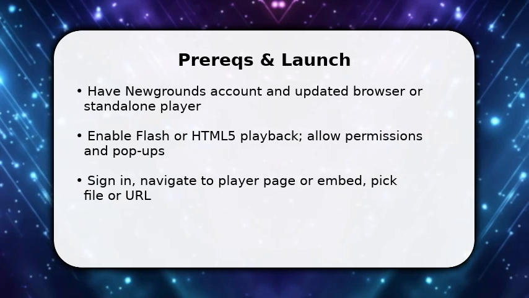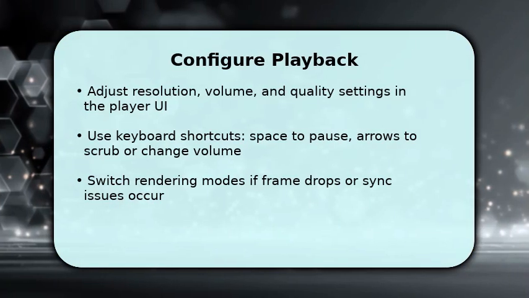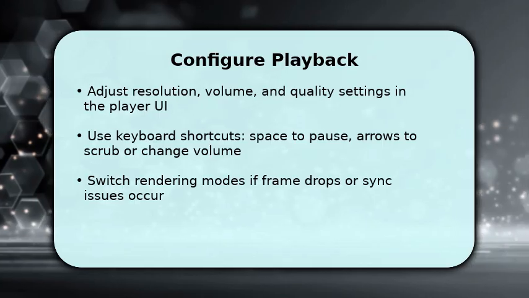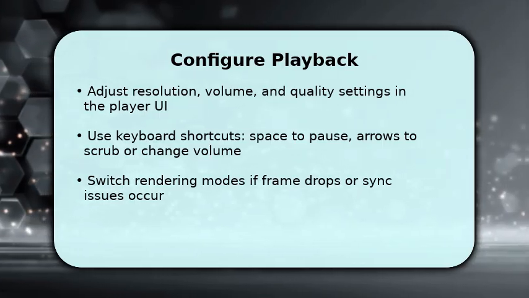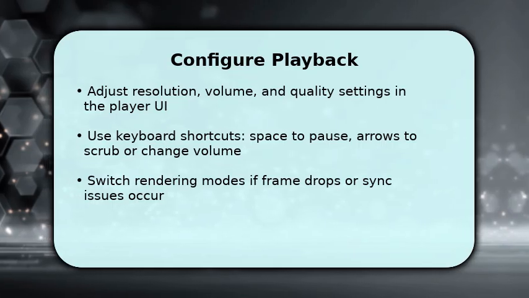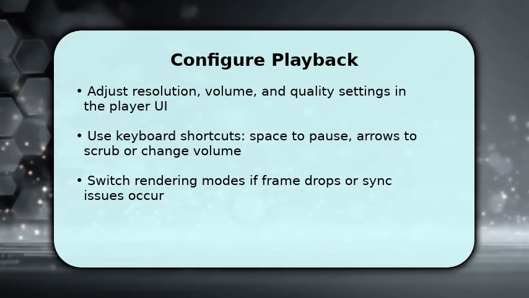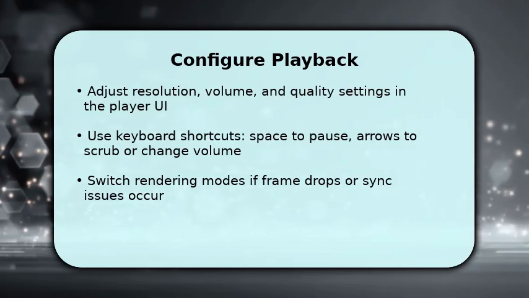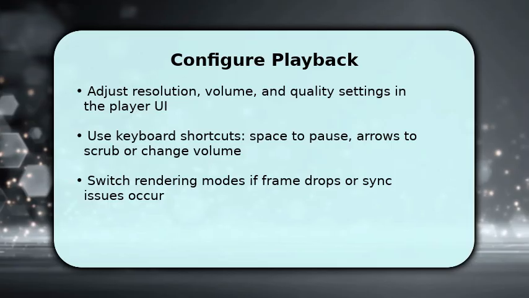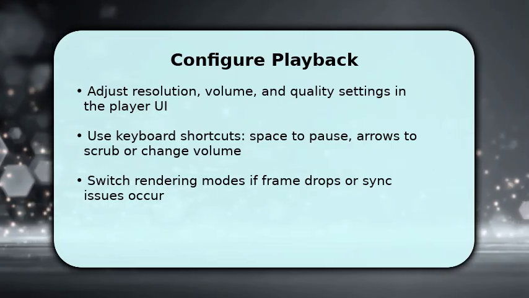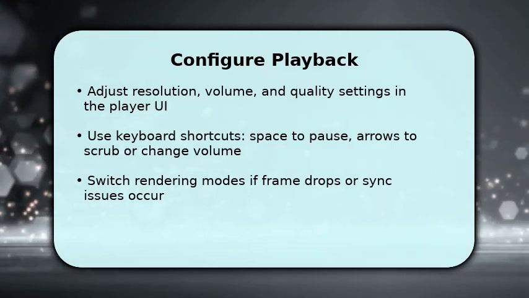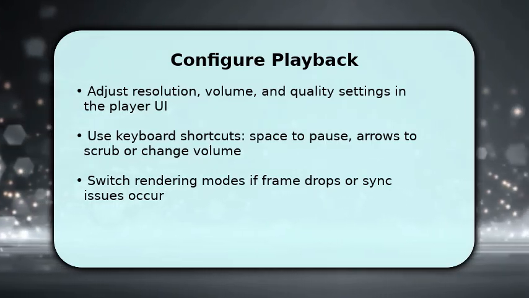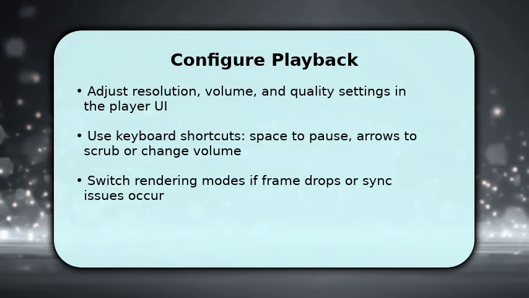You now configure playback to match your system and content. First, set resolution, quality, and audio levels from the player controls so performance is balanced. Higher quality costs CPU. Once configured, use keyboard shortcuts, space to pause, arrows to scrub or nudge volume, to navigate efficiently. If you see stuttering or sync drift, switch rendering modes or lower quality, and make sure background tabs or heavy apps are closed. These steps optimize smooth playback and prevent common mid-session failures.